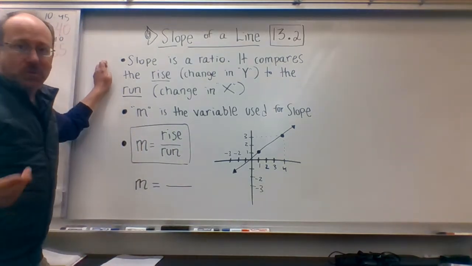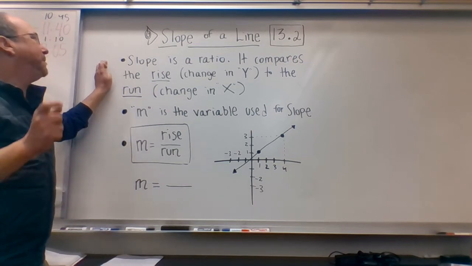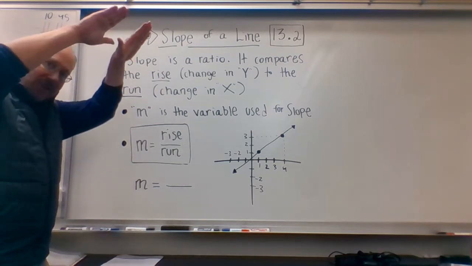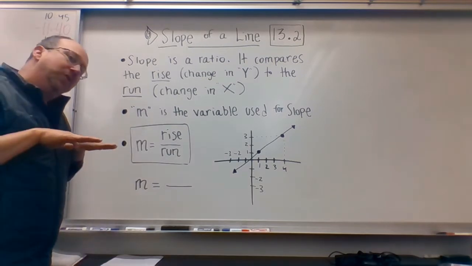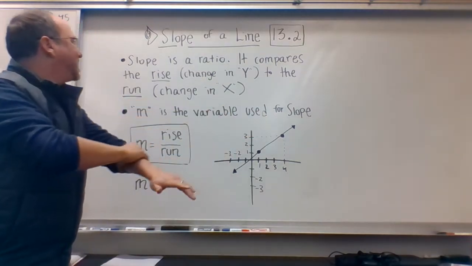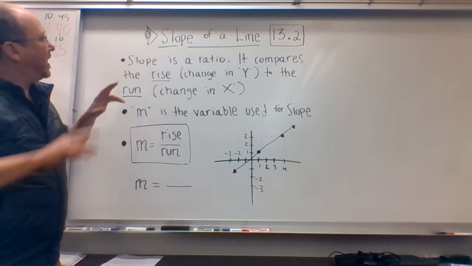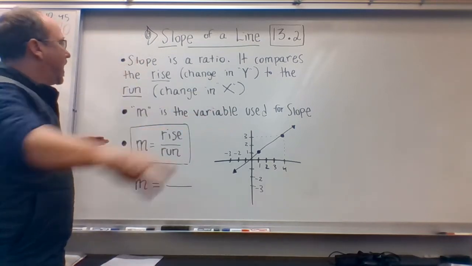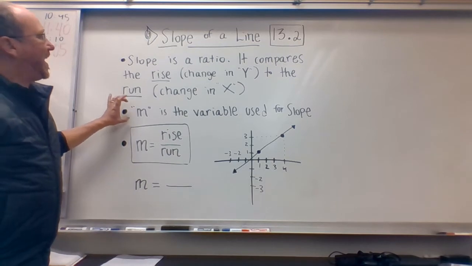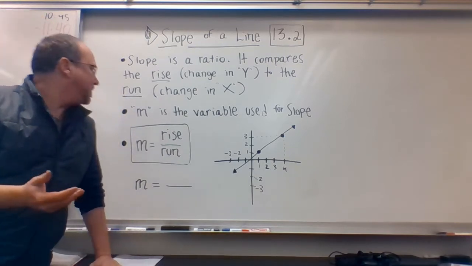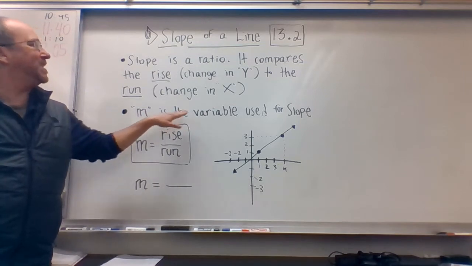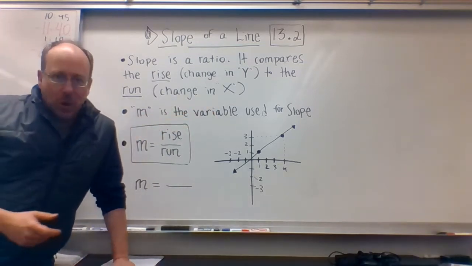So slope is a ratio, and it compares the rise, the change in the y-axis up and down, to the run, to the change in the x-axis. So rise going up, run going across horizontally. We use m for the variable slope. So m is the variable used for slope.